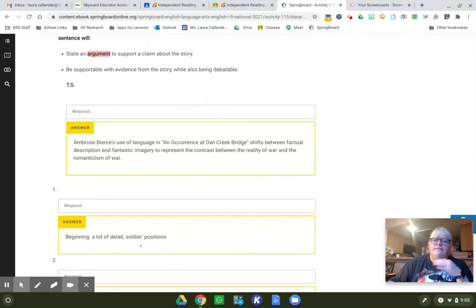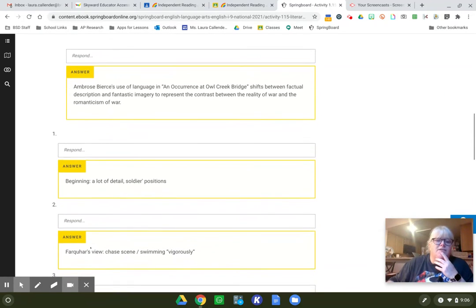All right, so this is the outline. How am I going to prove that there is a shift in language and that shift in language creates a theme of romanticism versus reality? Okay. So at the beginning, we have lots of detail, very factual detail. The soldiers and sentries at the end of the bridge, the soldiers who are in formation, the weapons that they're holding, right down to how they're holding them. These observations are very factual when he's looking at the army, the soldiers, the weapon, the implements of war. Okay. So that's one thing I'm going to want to talk about.